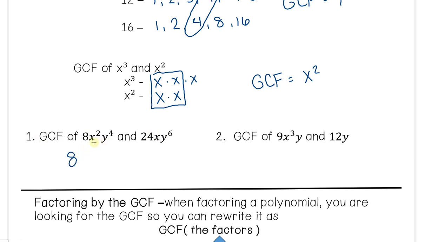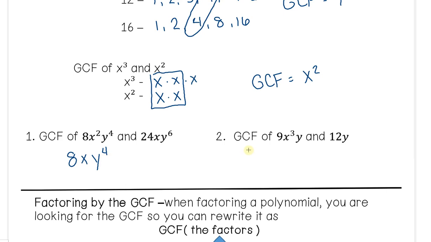Now, let's look at x. We have x squared and x. The most x's we can take out or have in common is just 1 x. It's going to be the smallest exponent, just x. Now for y, we have y to the fourth and y to the sixth. We have 4 y's and 6 y's. So the most we can have for our GCF is our y to the fourth. So our GCF of 8x squared y to the fourth and 24x y to the sixth is 8x y to the fourth.